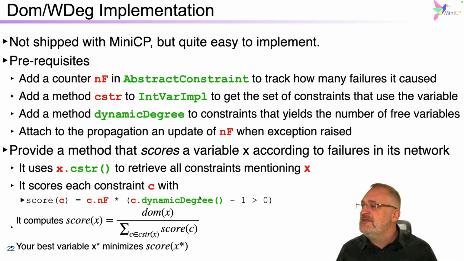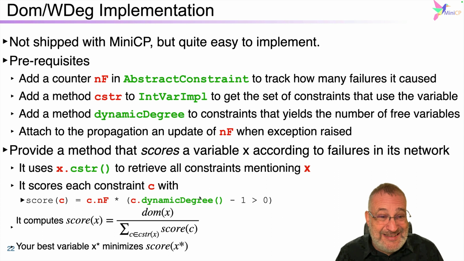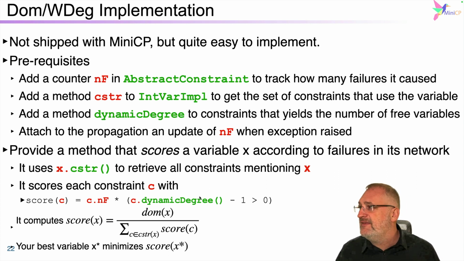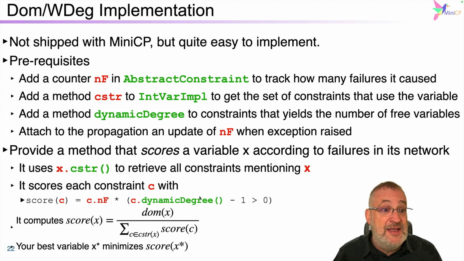There are a couple of prerequisites. The first thing is that you're going to need to add a counter, nf, which is the number of failures attributed to a constraint. You would put that in, say, the abstract constraint, which is an abstract class, where each time the constraint fails, we're going to up that counter. You would add a method cstr on the variable in order to retrieve the list of constraints that use the variable, right? To know how many you have. Then you could add the method dynamic degree to the constraints that tells you the number of free variables. That is the number of variables that are not fixed yet. So this is a subset of the variables of the constraint. It's those that are not fixed.